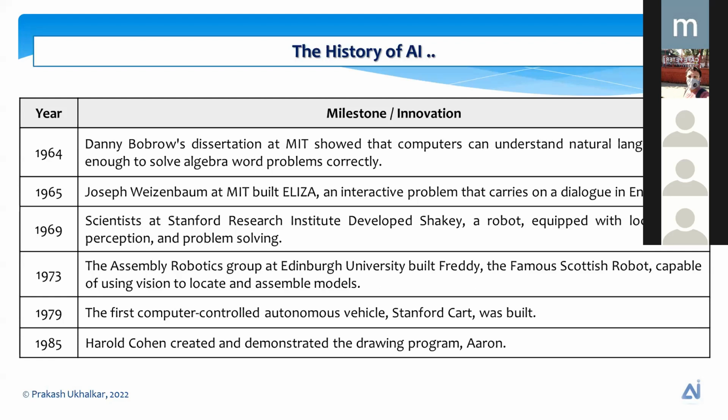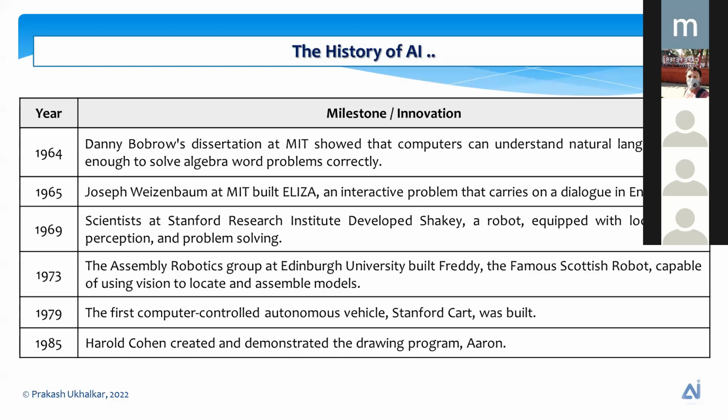In 79, the first computer-controlled autonomous vehicle, Stanford CART, was built. CART, right? What we see today as autonomous vehicles, the foundation was laid out in the 1970s, in that decade. In 1985, Harold Cohen created and demonstrated the drawing program, Aaron. Today we see many smart devices that can draw for us. We can just show a picture to them and they can draw the exact picture, by using that AI-based technique and intelligence in it.